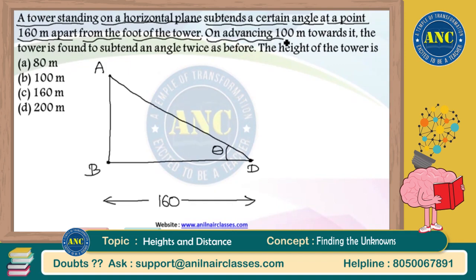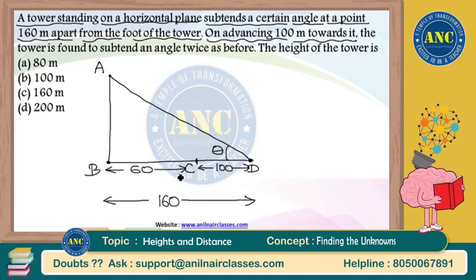On advancing 100 meters towards the tower, right now I am at point D. I will advance 100 meters towards the tower. That means this particular point I will call point C. This value is given as 100 meter. Out of total 160, if CD is 100, BC should be the remaining 60. Diagram is not drawn to scale. You are seeing here that 60 looks greater than 100, right? But it is not the case actually. So the diagram is not drawn to scale.